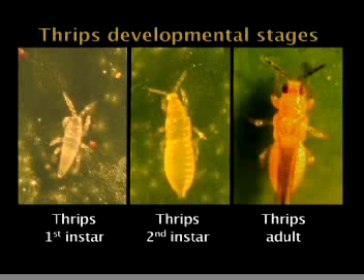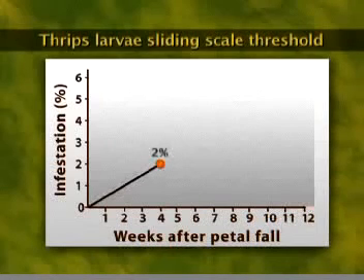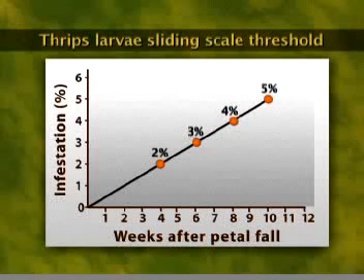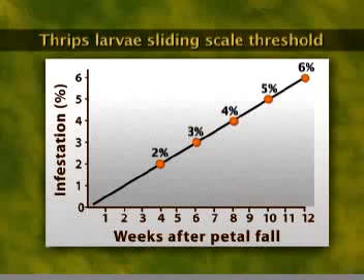From petal fall to 4 weeks, a 2% infestation of thrips on fruit indicates the need to spray immediately. From 5 to 6 weeks, 3%. From 7 to 8 weeks, 4%. From 9 to 10 weeks, 5%. And from 11 to 12 weeks, 6%. Any thrips infestation thereafter, which will lead to unacceptable damage, would have to be a lot higher than this 6% level.